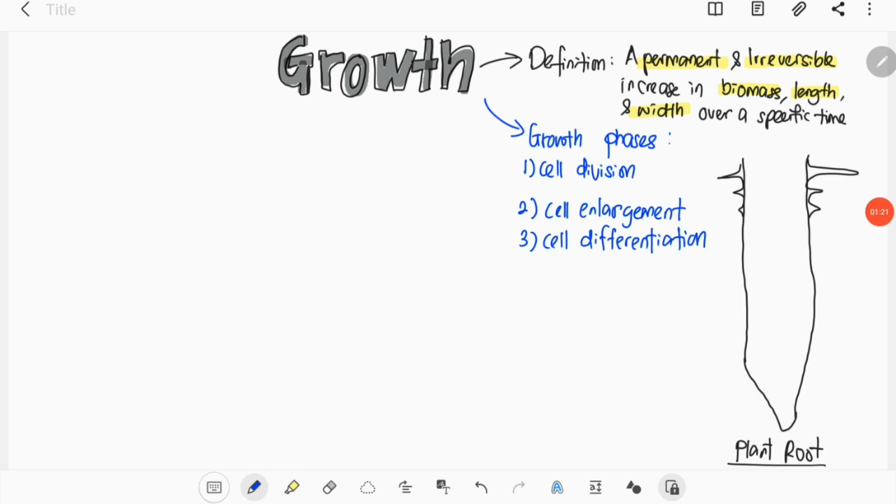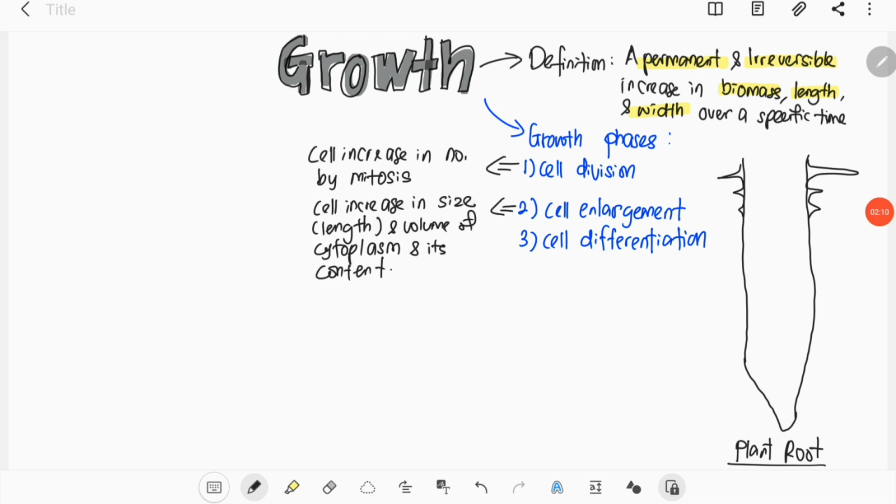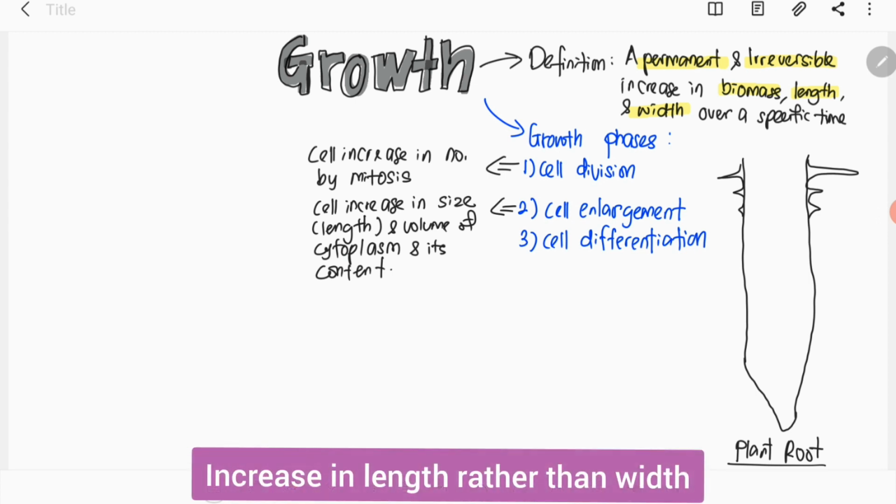So next, awak kena boleh describe the growth phases. There are three growth phases: cell division, cell enlargement, and cell differentiation. During cell division phase, basically the cell will increase in number by undergoing mitosis. Next, in cell enlargement, cell yang sudah undergoing mitosis tadi will start to increase in size. Size of the cell mainly increase in terms of length rather than width. So dia akan bertambah dari segi dia punya kepanjangan instead of dia punya lebar.